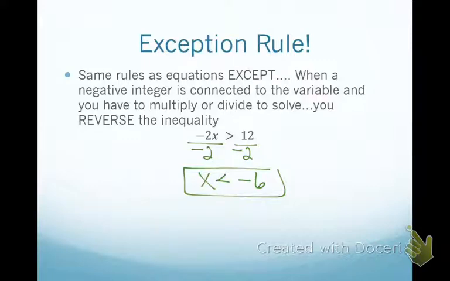We're about to look at a couple more. Up to this point, we solved them the exact same way as we solved equations until now, where we have one small exception. If a negative number is connected to the variable by multiplication or division, I need to reverse my inequality. You don't necessarily have to write the words down, guys. Just write down this inequality here. So I reverse my inequality when a negative number is connected to the variable by multiplication or division.